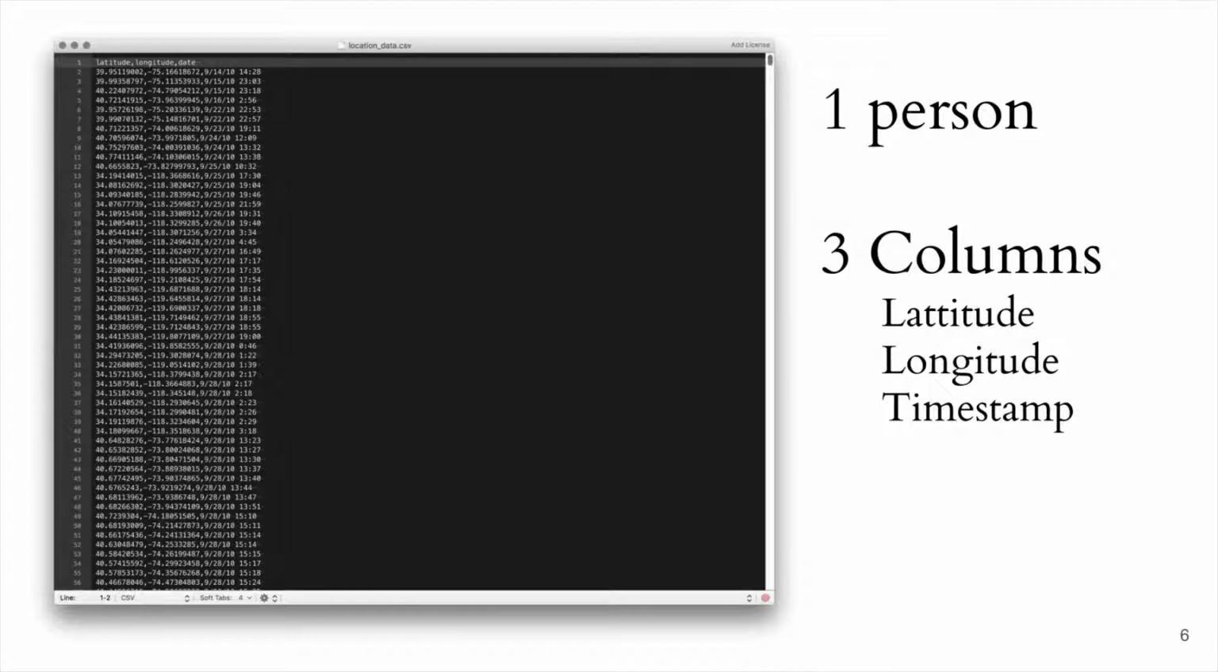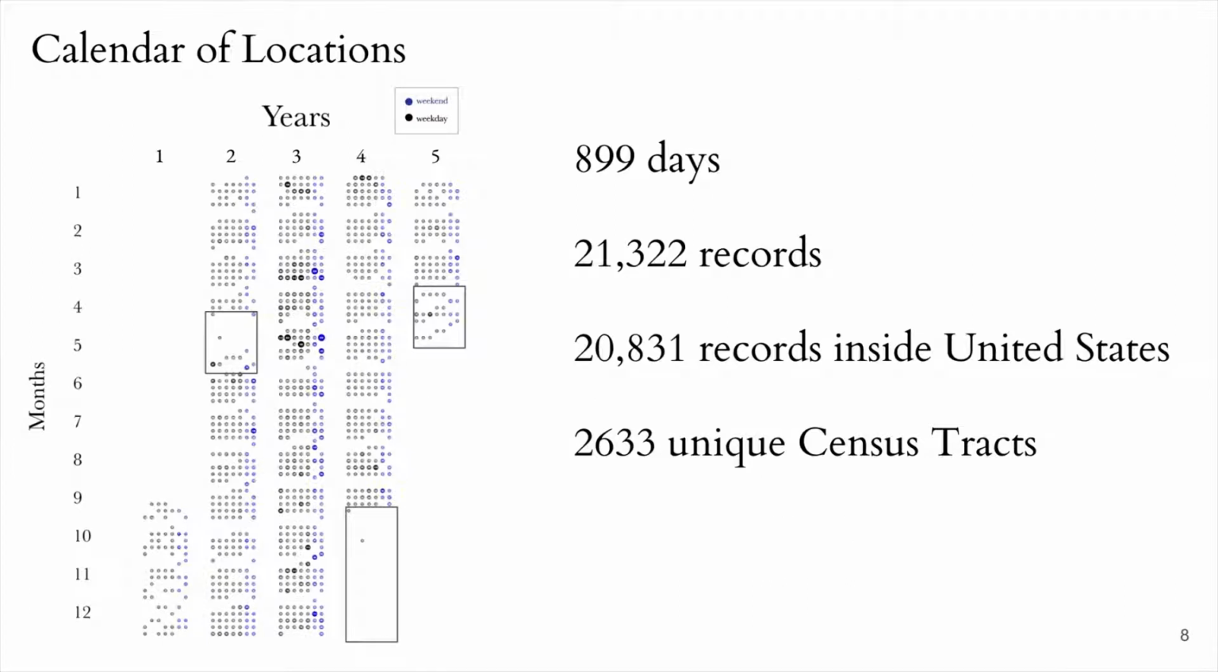The data I obtained contained a pair of coordinates and the timestamps that are related to each coordinate. This data looks like this geographically without a base map to give you an idea of the patterns of travel. These coordinates represent 899 days of one person's travels. There are more than 20,000 records here, and they represent time spent in 2,633 unique census tracts.